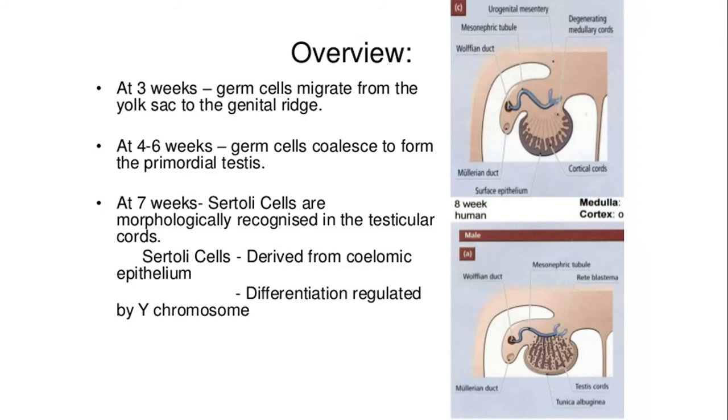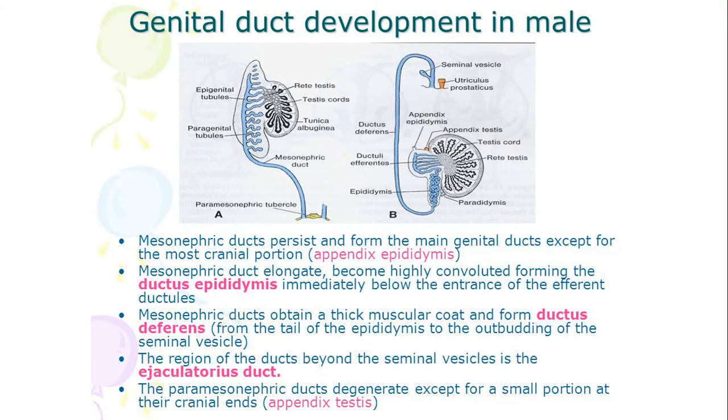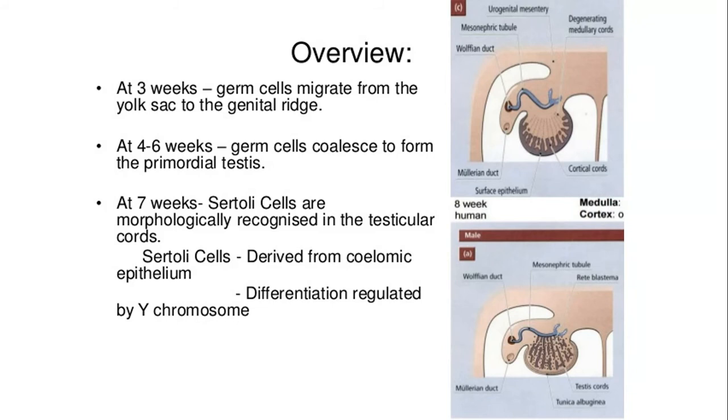So the overview is that at the third week, the germ cells migrate from the yolk sac. At 4 to 6 weeks, these germ cells coalesce to form the primordial testis. In the seventh week, Sertoli cells appear and secrete AMH; they develop from coelomic epithelium and are differentiated, regulated by the Y chromosome. Then further development of the testes occurs.